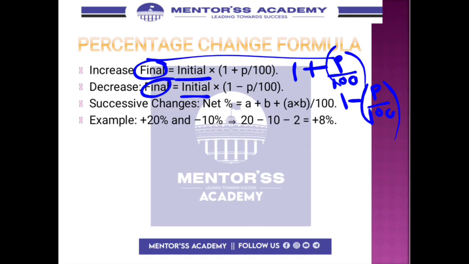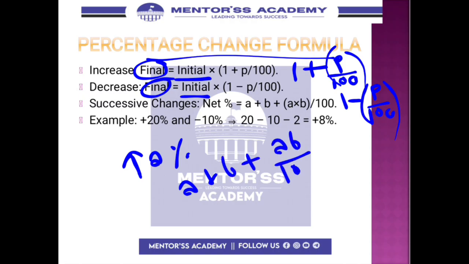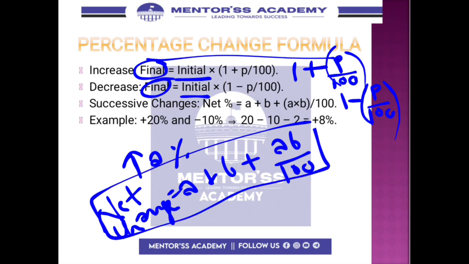But here is a tricky part: successive percentage changes. If an item first increases by a% and then changes again by b%, the net change is a plus b plus ab by 100. Note this formula. This is a trick here.